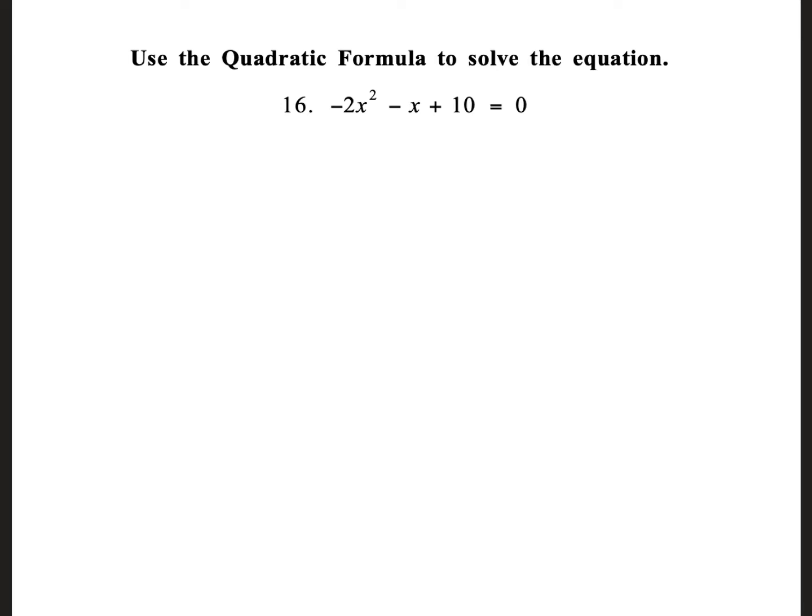Hello. In this video, we will be solving number 16 and 17 from your Try 1 Algebra 3 final review. These ones want you to use the quadratic formula to solve an equation, which is great. When you do your quadratic formula, you are always going to start with a discriminant.